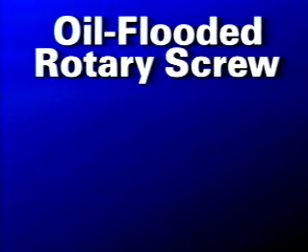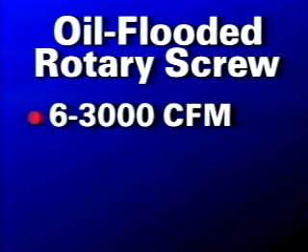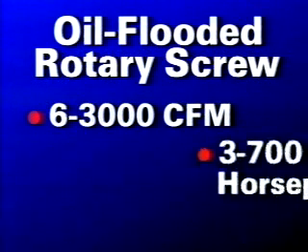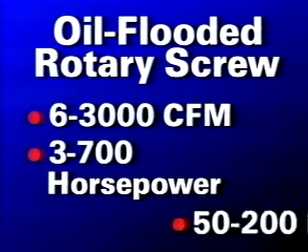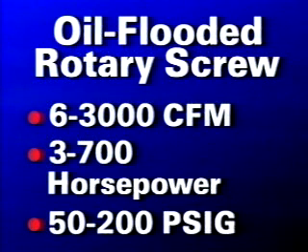Oil-flooded rotary screw compressors have a capacity range of 6 to 3,000 cubic feet per minute. Power ranges from 3 horsepower to 700. Single-stage units can deliver discharge pressures of 50 pounds per square inch gauge up to 200, but are generally used in the 100 to 150 psig range.